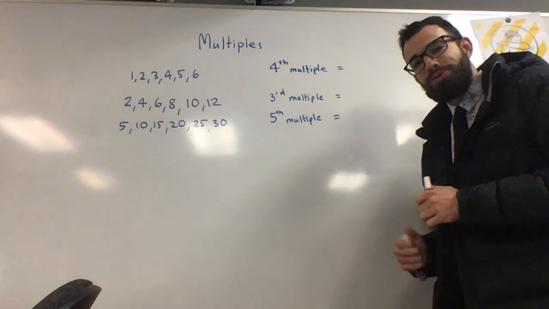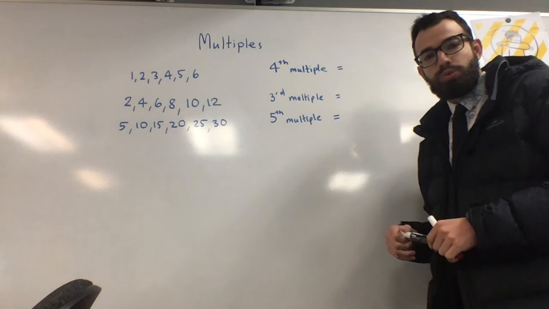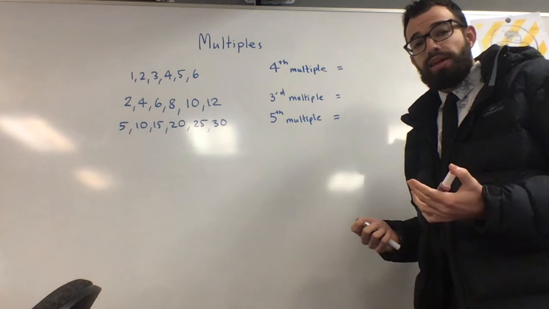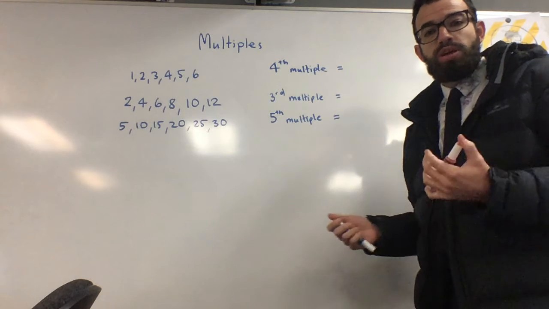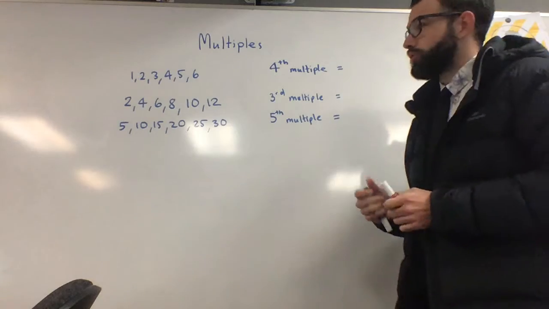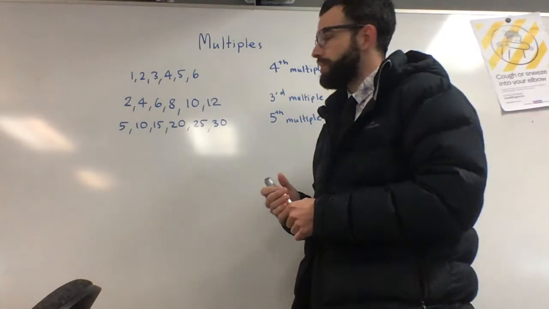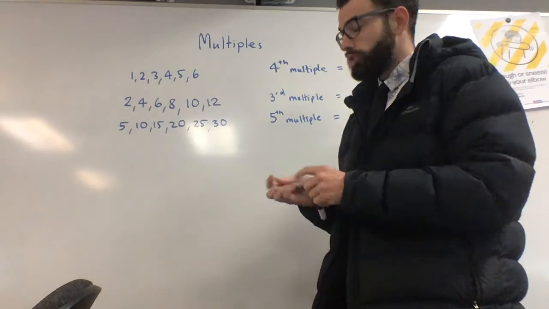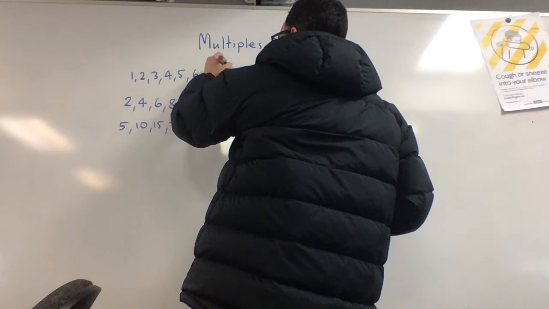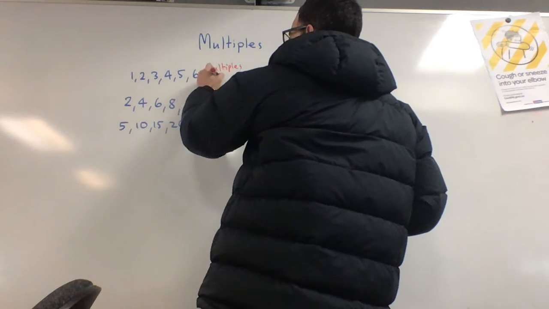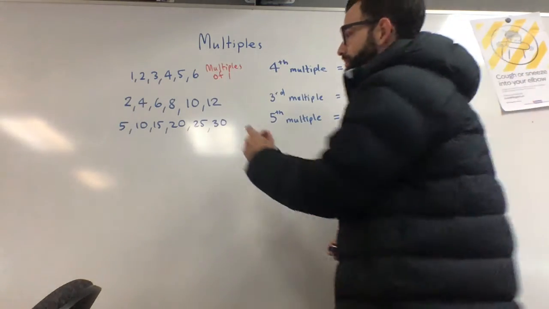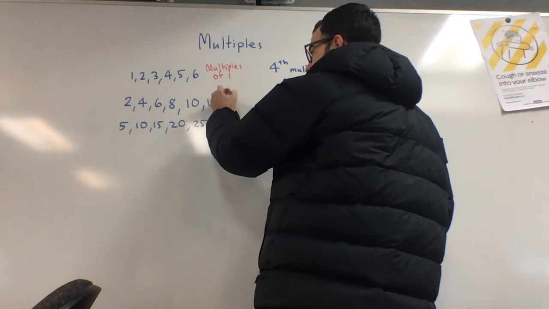In today's video, we are going to be looking at multiples. So multiples are just numbers that fit into a pattern, which come from multiplying our base number by another number. So for example, we look at the first line we have there. Those are multiples of 1. Okay, and because they're multiples of 1, they're going up in ones. Okay, second line, multiples of 2.